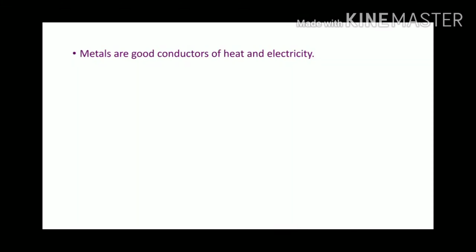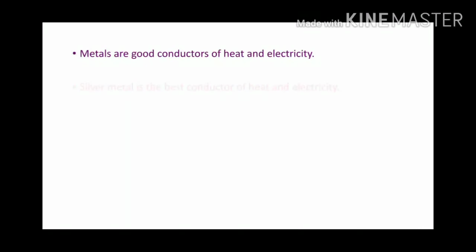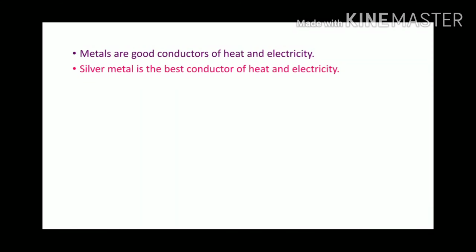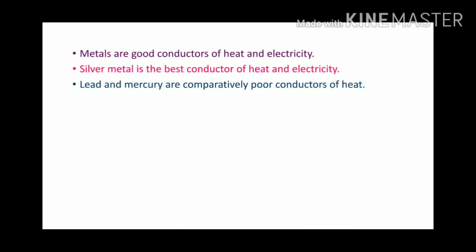Metals are good conductors of heat and electricity. Silver metal is the best conductor of heat and electricity. Lead and mercury are comparatively poor conductors of heat.